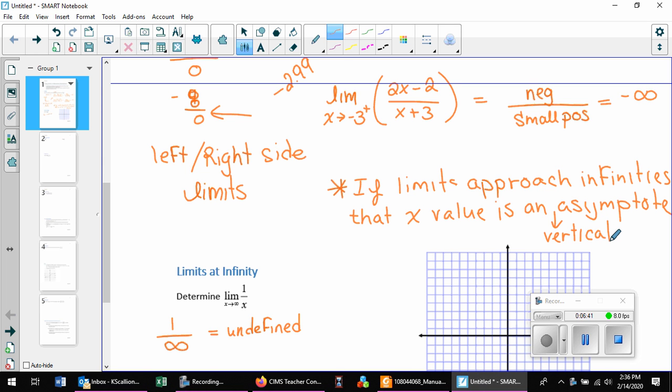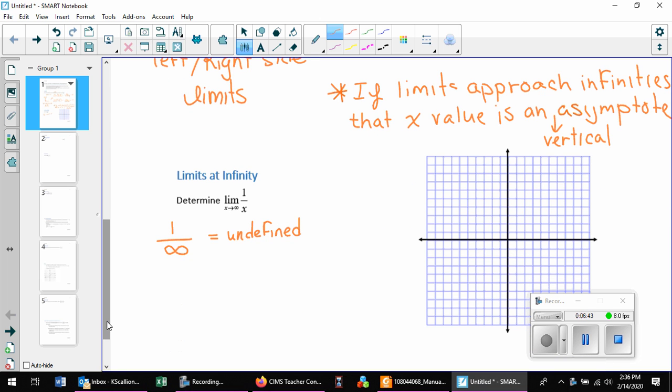When we're talking about x approaching infinity, this is going to help us solve for our horizontal asymptotes. So x was approaching a number there, and it told us there was an asymptote at that number. Now we're saying x is approaching infinity. That's going to help us figure out what our horizontal asymptote is.